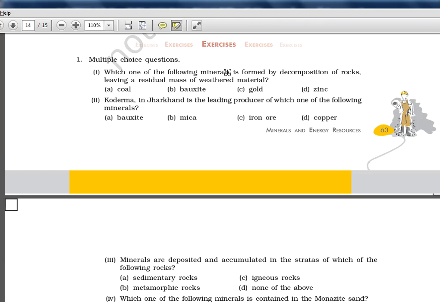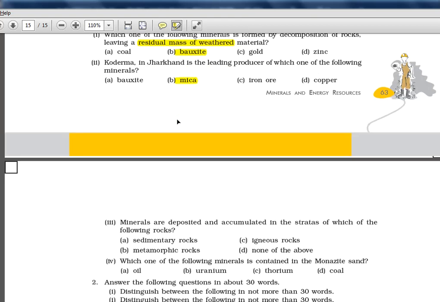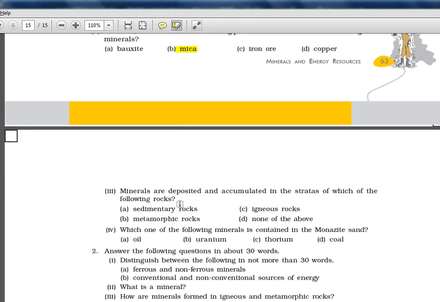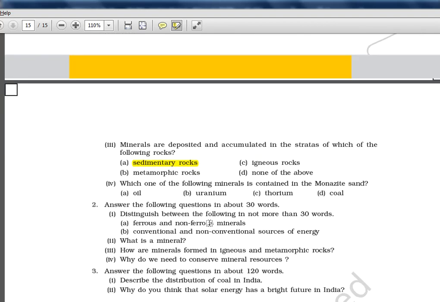Which one of the following minerals is found by decomposition of rocks, leaving a residual matter of weathered material? We have seen this: bauxite. Koderma, it was I think mica, Koderma in Jharkhand. You don't need to learn by heart all these things, but just to solve the question. Minerals are deposited and accumulated in strata of which of the following rocks? So strata, layers, always in sedimentary rocks. Which of the following is found in monazite? Monazite is thorium. Okay, in Kerala sand.